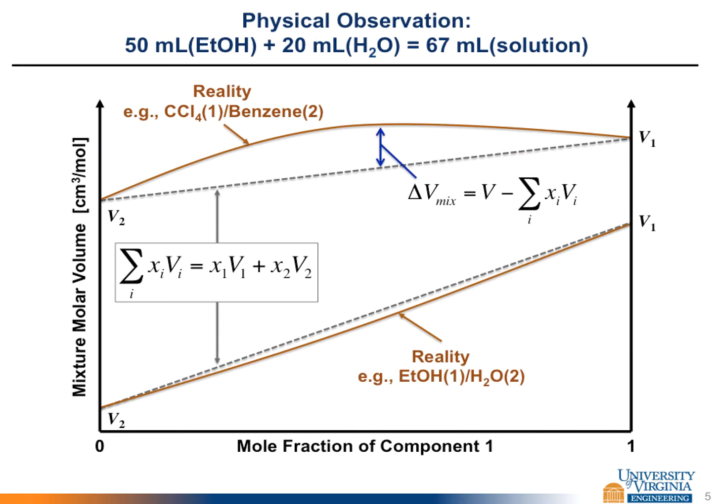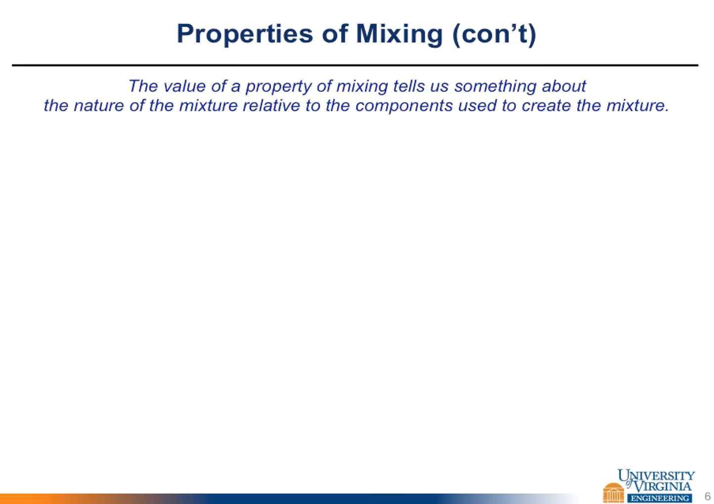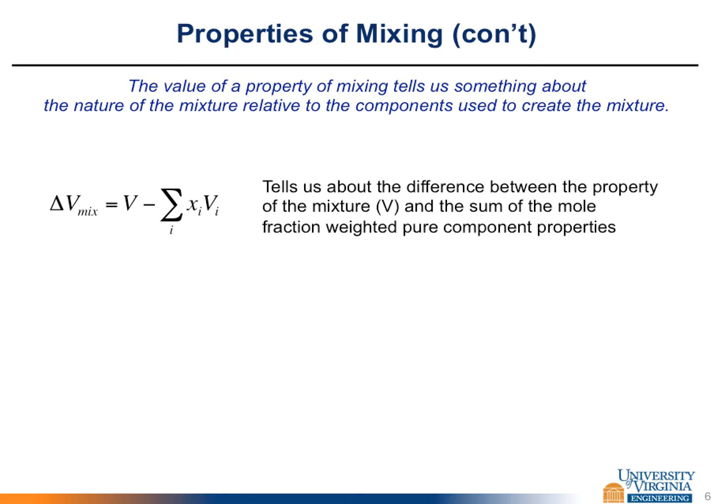All right, so graphically, delta V mix is the difference between the real solution molar volume and the mole fraction weighted sum of the pure component molar volumes. We see that illustrated here on the graph that we were just looking at. For carbon tetrachloride and benzene, it's a positive value. For ethanol and water, it's a negative value. Because this change in a property upon mixing is telling us about the difference between the real mixture property and this simplest case mole fraction weighted sum, the sign, whether the delta V or H of mixing is positive or negative, tells us about what is going to happen upon mixing.